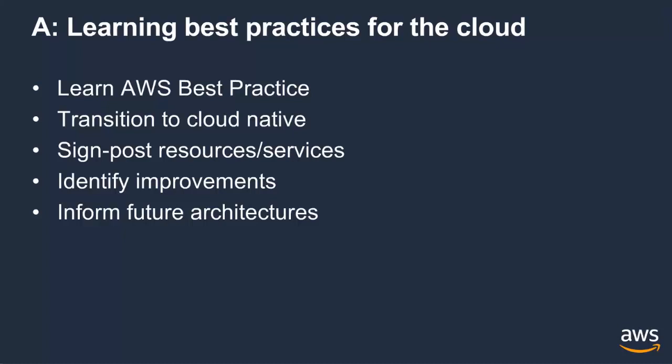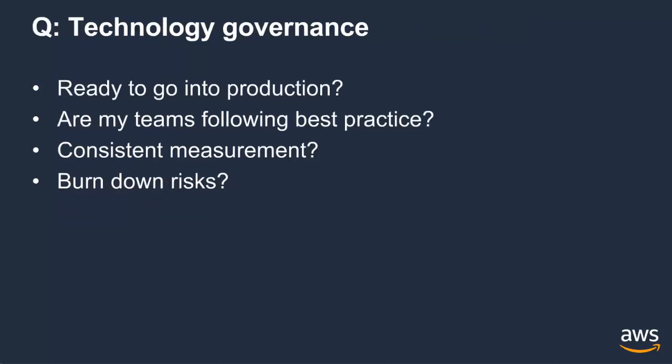So basically, it allows you to learn the AWS best practices, transition to cloud native, identify improvements. Once you have those, you actually will be informing your future architectures. So as you start establishing this knowledge base among your developers, they will be able to use this as a basis for further developments. The signposting of resources and services basically refers to the services that we think will help you to accomplish some of the things within the Well-Architected Framework. So that answers the question of where do you want to start.